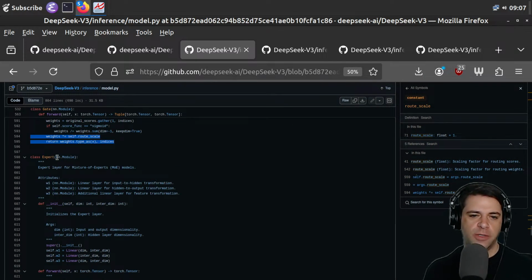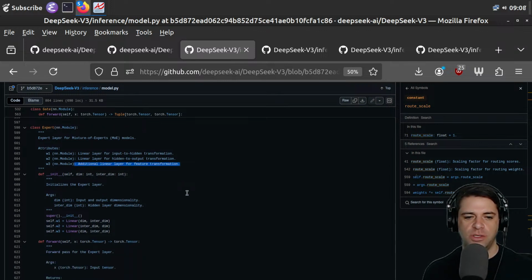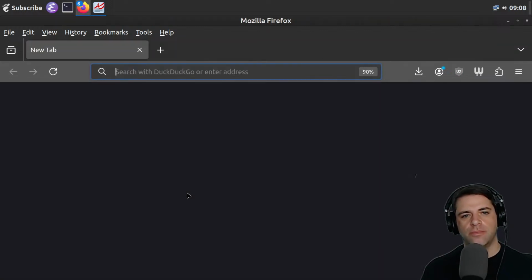And then we have an expert, the expert layer for a mixture of experts. And they have what? A W1, W2, and W3. The linear layer for input to hidden transformation. So this is the mapping into the latent part. And then this is mapping out of the latent part. And this is an additional layer for feature transformation. And it's just 3 linear layers. Let's look up Silu.